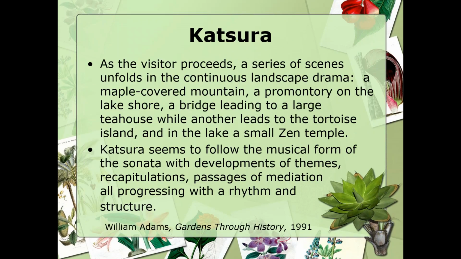So as the visitor proceeds, a series of scenes unfolds in the continuous landscape drama: a maple-covered mountain, a promontory on the lakeshore, a bridge leading to a large tea house, while another leads to the Tortoise Island, and in the lake, a small Zen temple. Katsura seems to follow the musical form of a sonata, with the developments of themes, recapitulations, passages of meditation, and a progression with rhythm and structure.